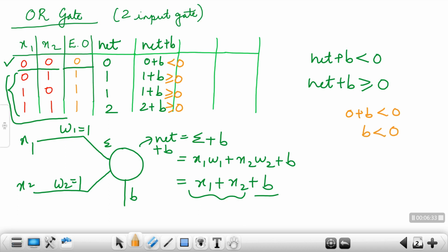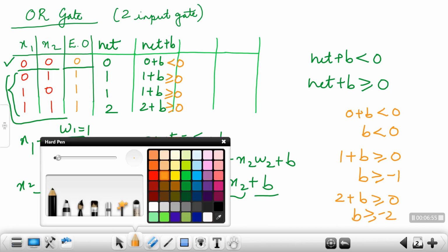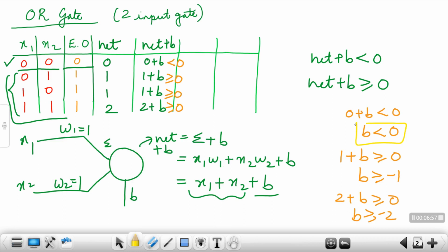So if I take the first equation, 0 plus b is less than 0. That means b should be less than 0. And then the second is 1 plus b should be greater than or equal to 0. So what should be b? b should be greater than or equal to minus 1. And the third one is 2 plus b is greater than or equal to 0. So b has to be greater than or equal to minus 2. So these are the three conditions which have to be fulfilled. b should be less than 0, but it should be greater than minus 1 and minus 2.